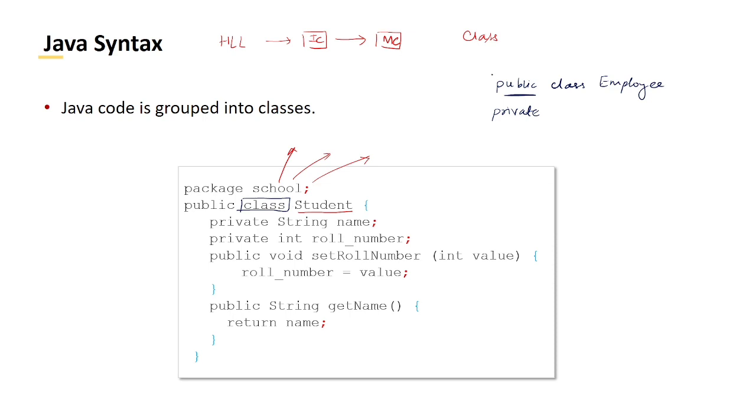So we have public, right? And this public, private, default, and so on, these are known as access specifiers. So it specifies the access to which this particular class can go, right? Similarly, we have private. So private means, as I told you, it is accessible only to this particular class.